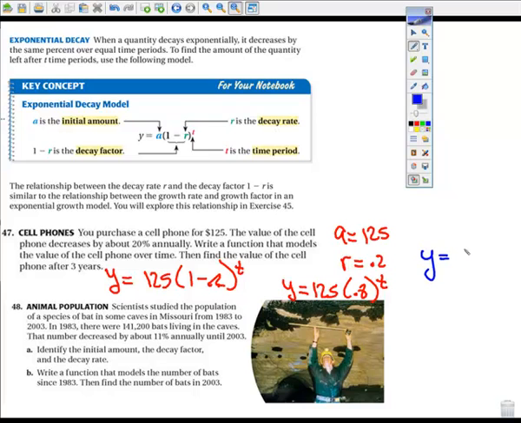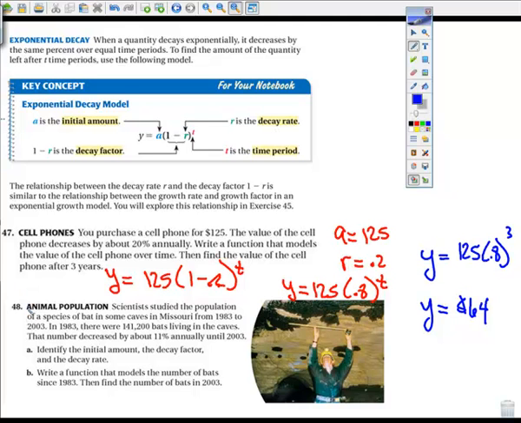And finally, they're asking you, well, what is it going to be after 3 years? So you just plug in the 3 for the t. 125 times 0.8 to the power of 3 is 64. So after 3 years, your cell phone is going to have a value of $64.